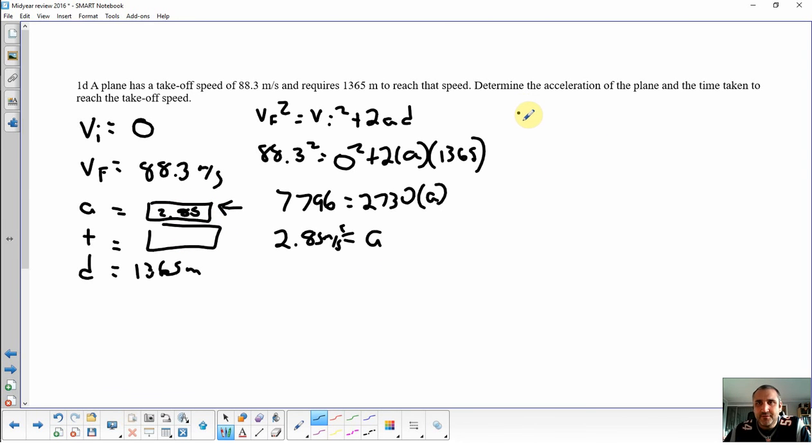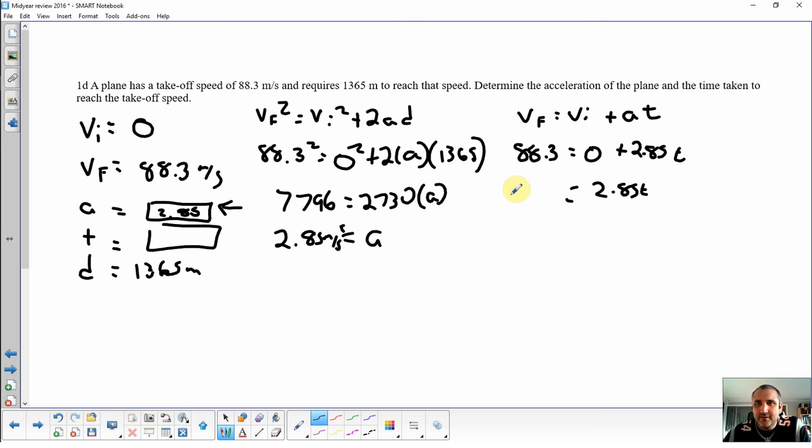And I think the best way to do that is VF equals VI plus AT. VF is 88.3 equals VI, which is 0, plus 2.85, because we just figured that out, times T. And we will end up with 2.85t equals 88.3, because 0 disappears. Divide both sides by 2.85. And time will be about 31 seconds, 30.98 seconds.